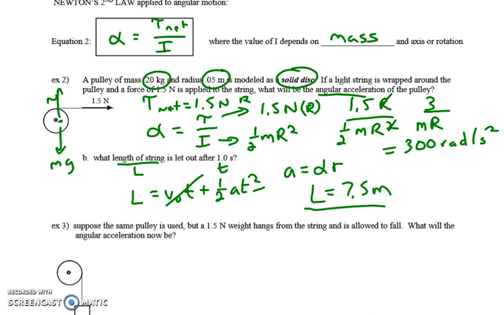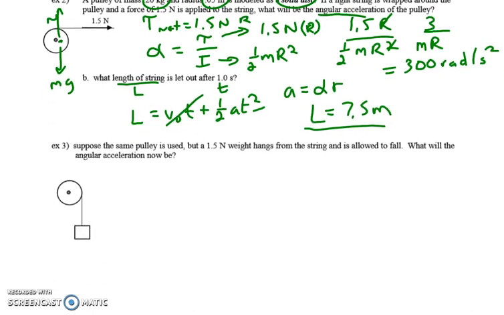So try that for yourself. Make sure you can do that. We'll do problem 3 in class. It's very similar to this. We have the same pulley. We have the same downward force of 1.5 newtons. So we want to know what the angular acceleration is going to be. Ask yourself, is it going to be the same as this, greater than, or less than? And we'll talk about that in class.